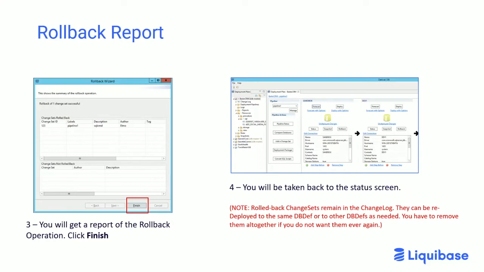The important thing to note here is that even though you roll a change set back out of a DBDef, the change set remains in the change log for the project, which means that you can redeploy that change set, you can deploy it to a different DBDef, whatever you need to do. Until you explicitly remove the change set from your change log, that change set will be usable within your project.